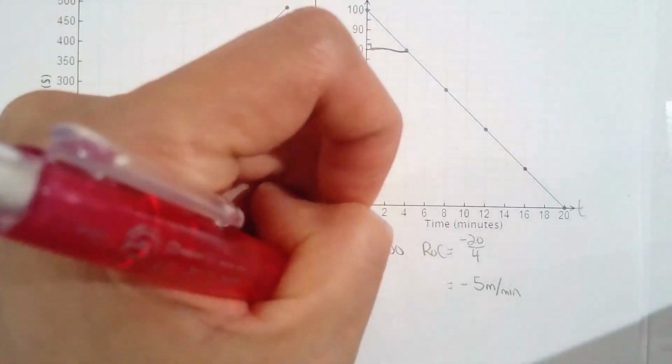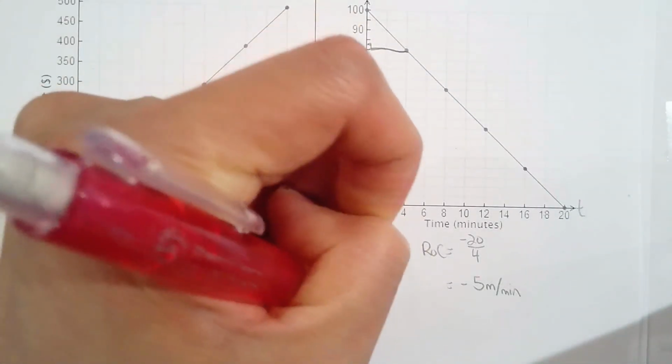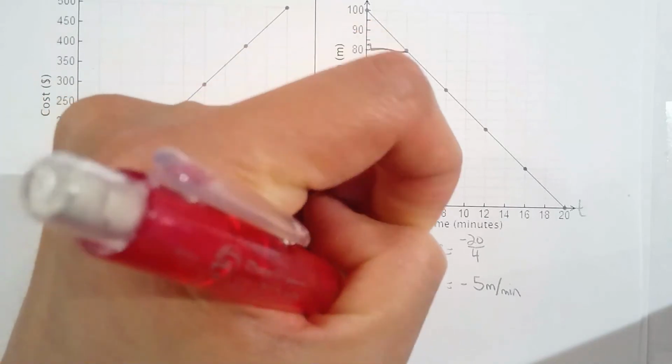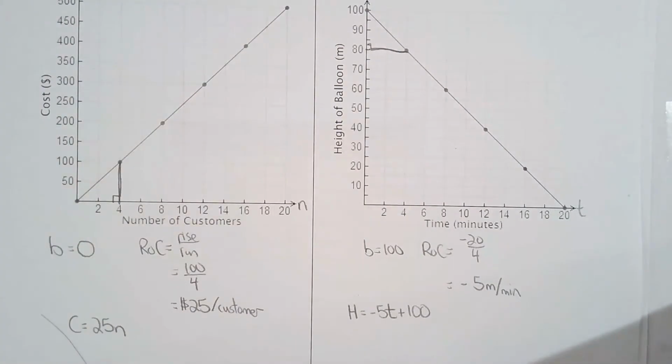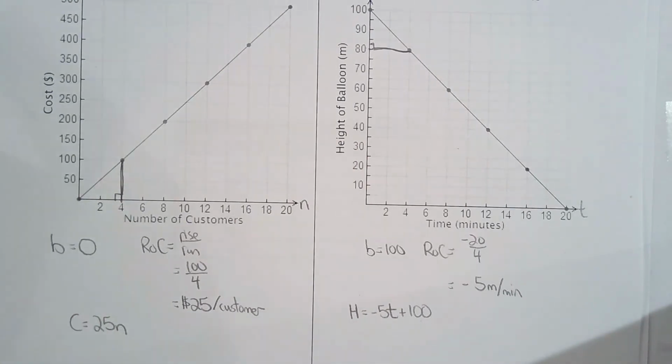So let's write the equation. So H is equal to -5t plus 100. Okay, so you start off 100 meters off the ground and you get closer and closer and closer to the ground. You're going to get closer by 5 meters every minute.